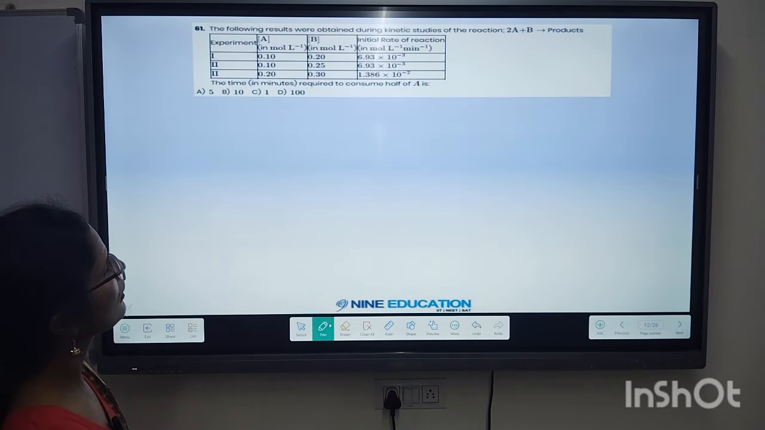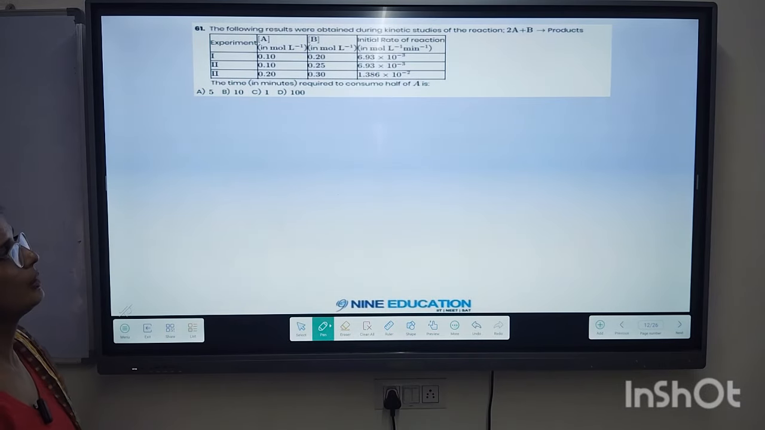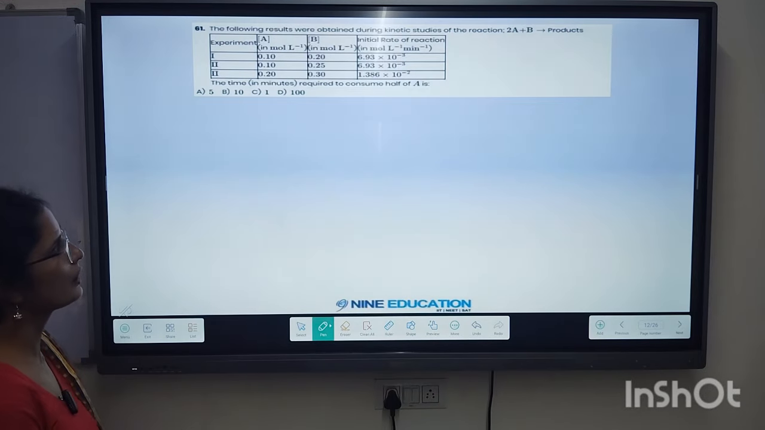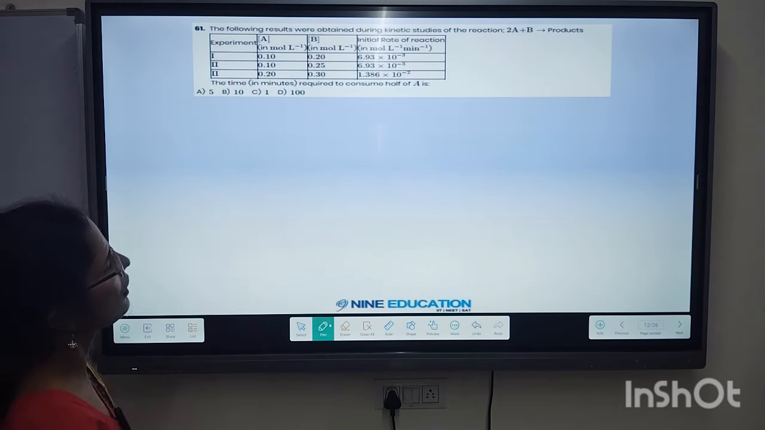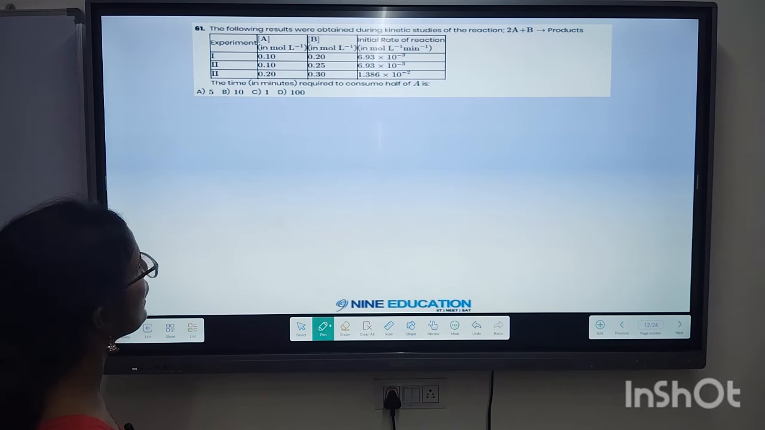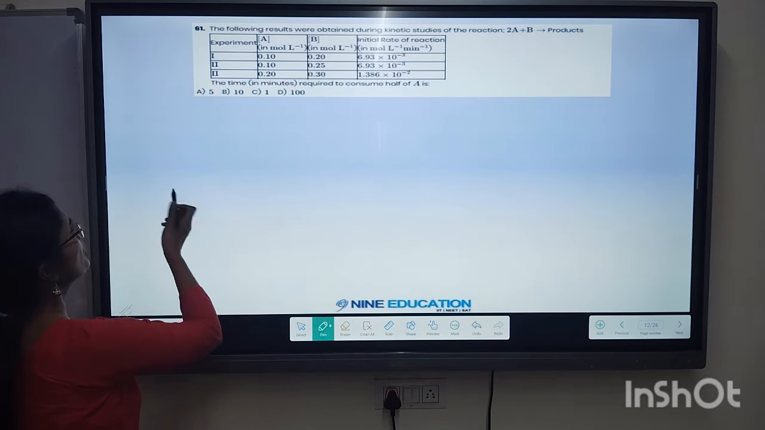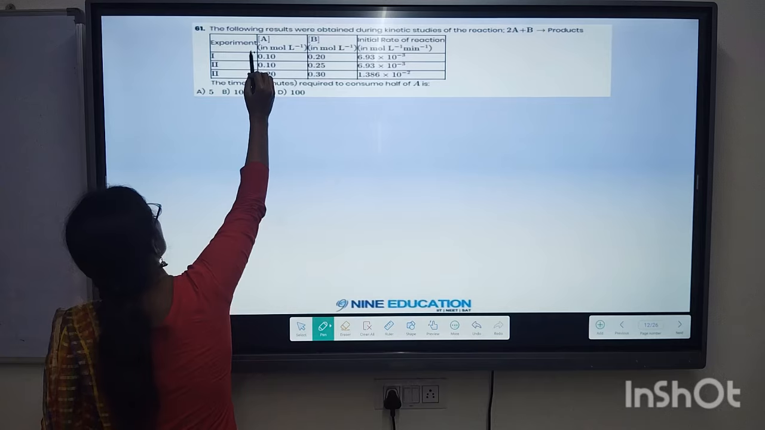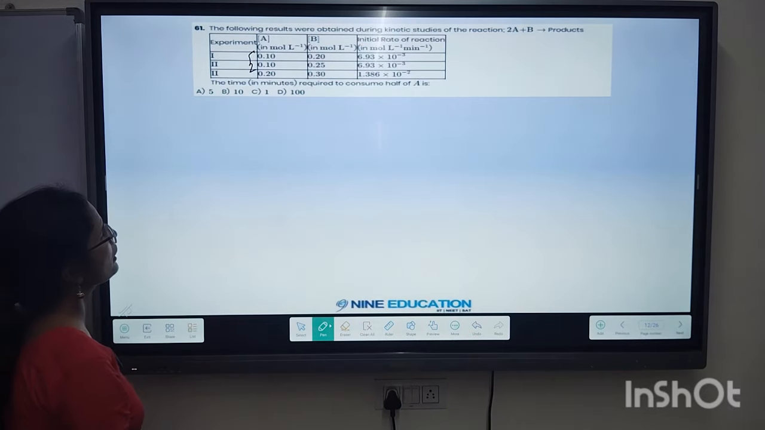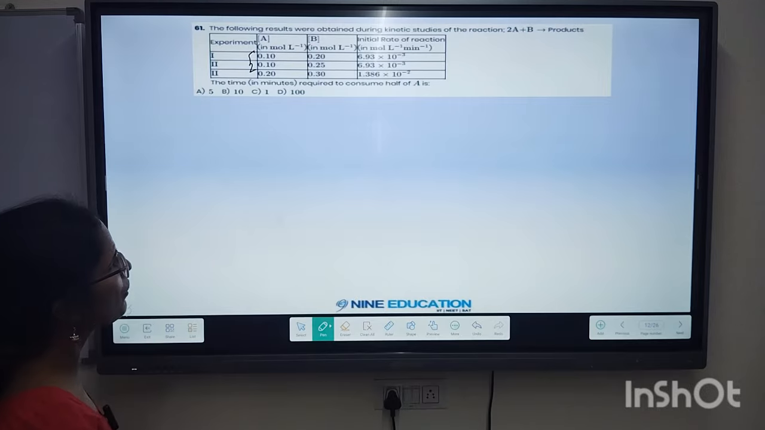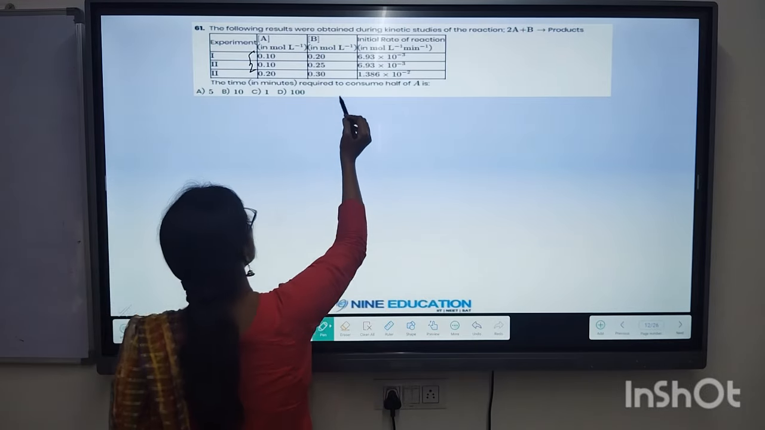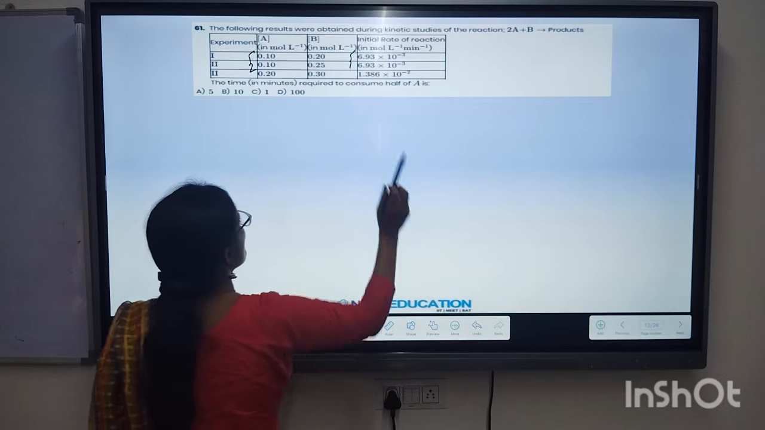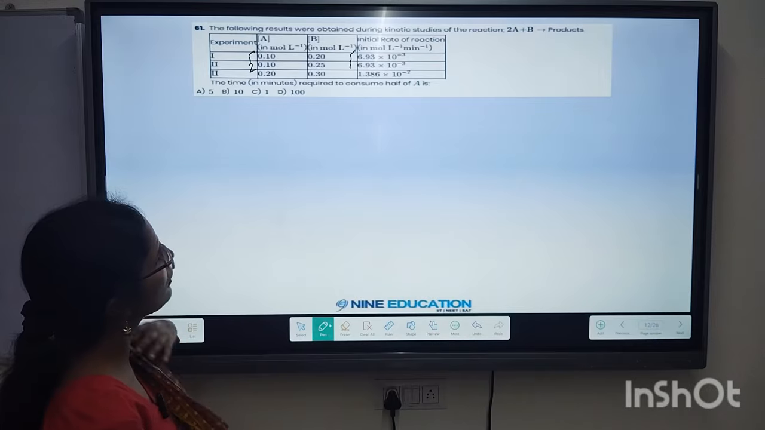So the idea is, if we need to find the half-life, we must know the order, and only then can we apply the formula. For that we need to look at the experiments and determine the order of the reaction. If you look at experiments 1 and 2, we are keeping the concentration of A the same and changing the B concentration. And when you look at the initial rate, the rate of the reaction is not changing, it remains intact.